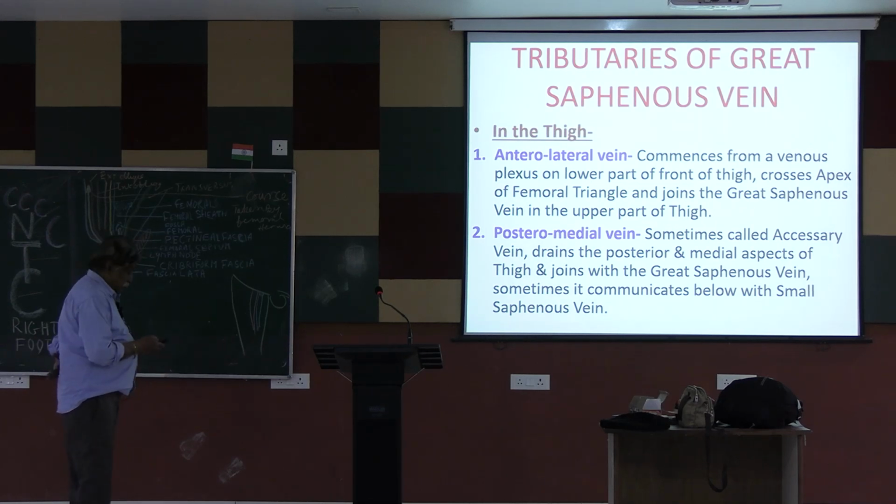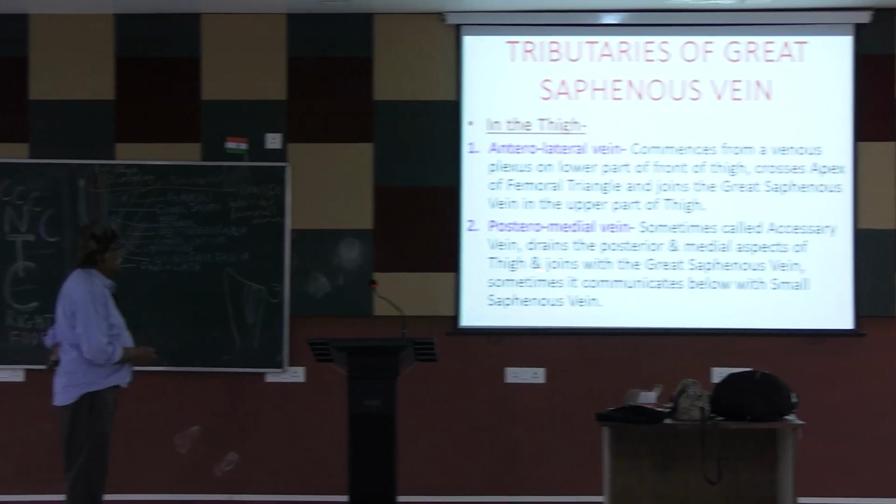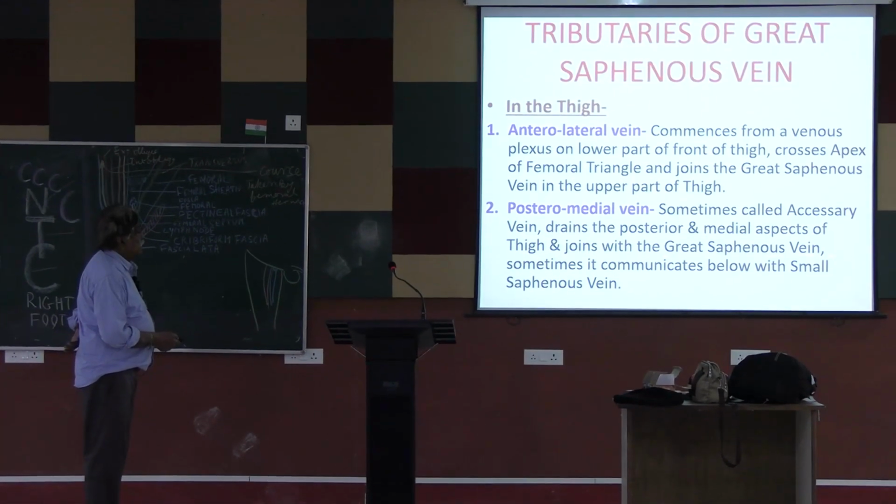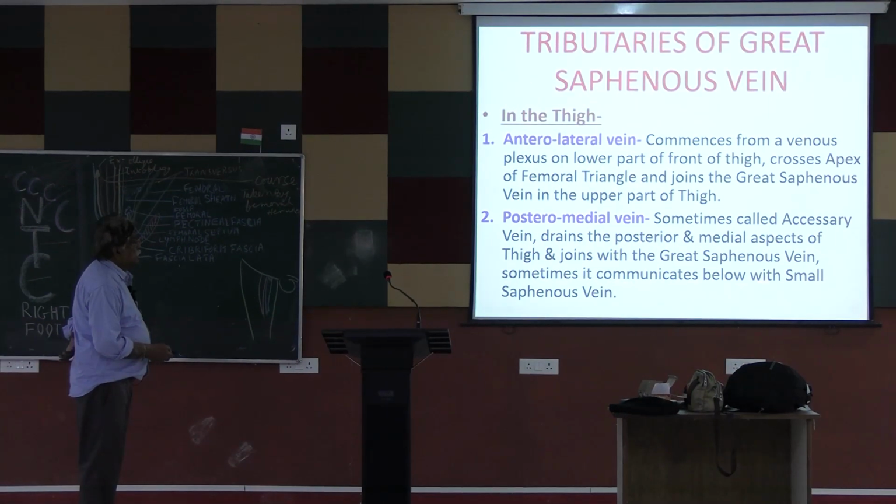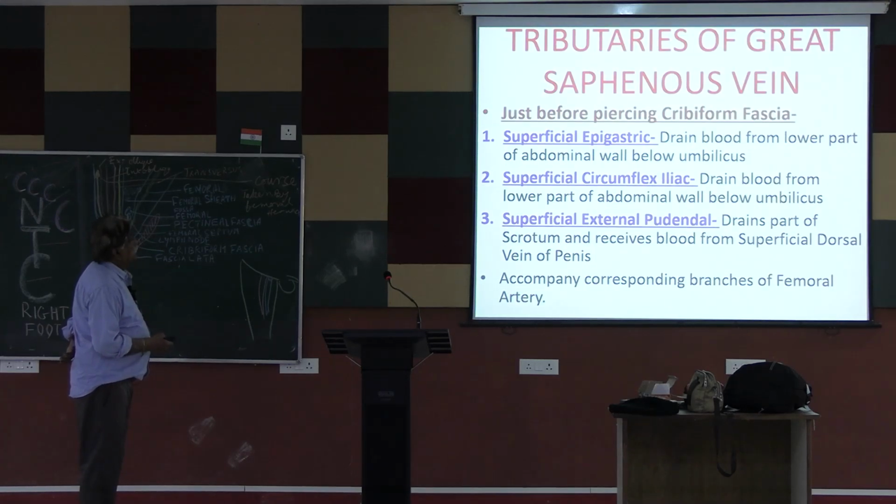Okay. Now, the posterior medial vein, called the accessory vein, drains the posterior medial aspect of the thigh and joins with the great saphenous vein. Sometimes it communicates below with the small saphenous vein. Now, tributaries of the great saphenous vein just before piercing the cribriform fascia.